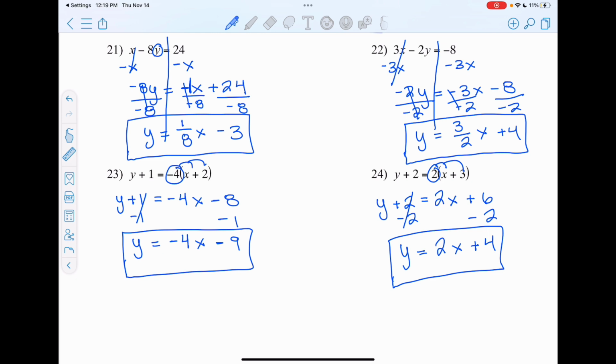So please make sure that you know how to rewrite either a standard form equation or a point-slope form equation into slope-intercept form, because slope-intercept form is our favorite form, and it helps us graph our lines.